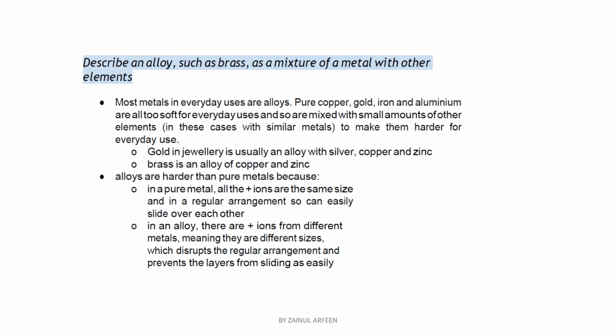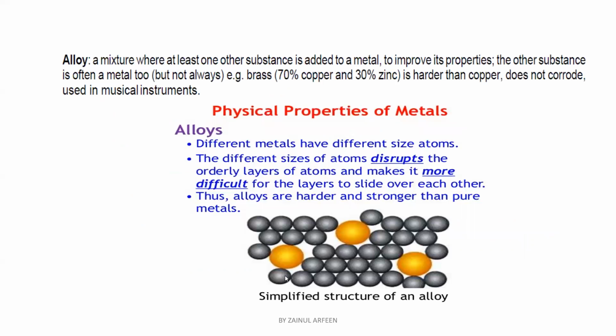As you can see in the next slide, this is the structure of an alloy. You can clearly see that because of the presence of different sizes of atoms, the layers will have different friction, so they cannot slide over each other. But if it was the same type, they can easily slide over each other. Is the concept of alloys and why alloys are harder than pure metals clear? Is it clear to everyone?